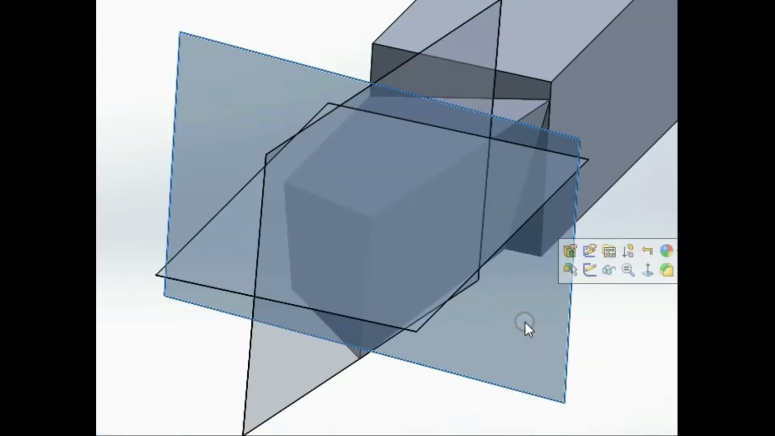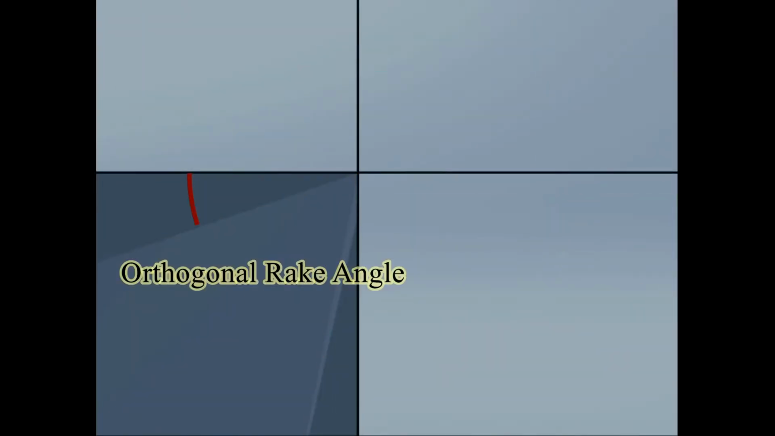Similarly, if we look normal to the orthogonal plane, the planes pi r and pi c become horizontal and vertical. Now this angle is orthogonal rake angle or just rake angle. This is the principal clearance angle.